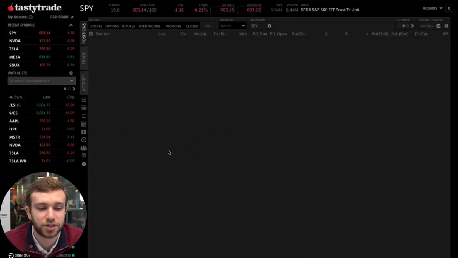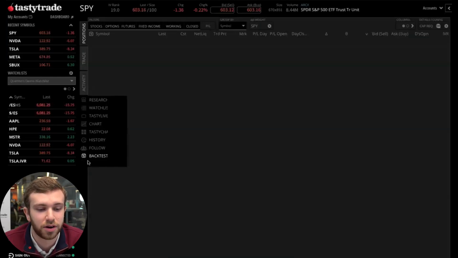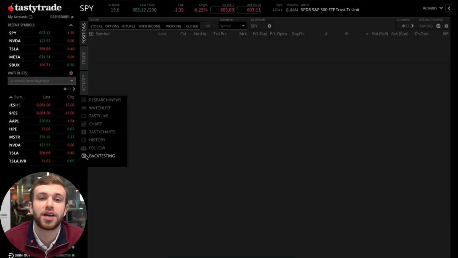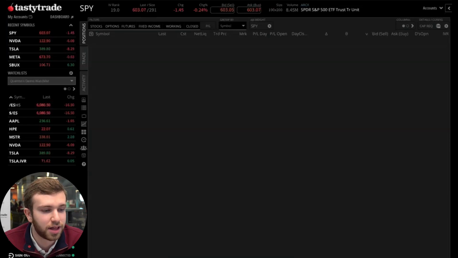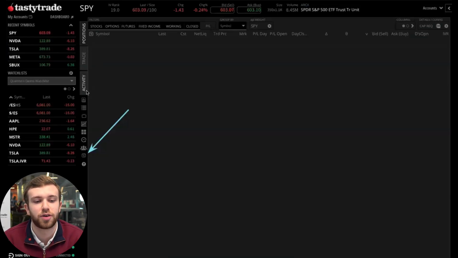So first, let's just go over the backtesting software. You can locate that here on the desktop platform. On the website, it's also on the left, and it has the same logo there, and it says backtesting. Let me just draw an arrow to that as well. That would be right down here, just under where it says positions, trade, and activity. Here is where you can access the backtesting tool.